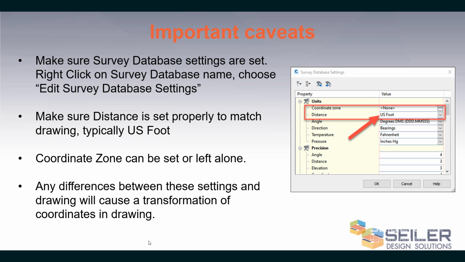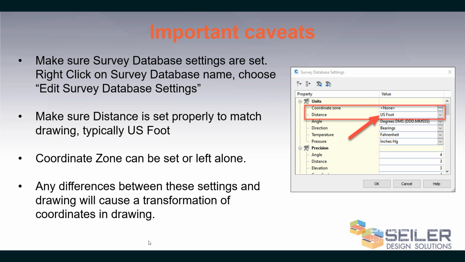So we're going to go into survey database settings for our particular survey database. We're always going to check and make sure our distance is US foot. If we don't do this, Civil 3D will think that our survey data is in international foot. If our drawing is set to be US survey foot, it will transform the points as it drops it in the drawing. So your coordinates are not going to match between the two. So this is very important.